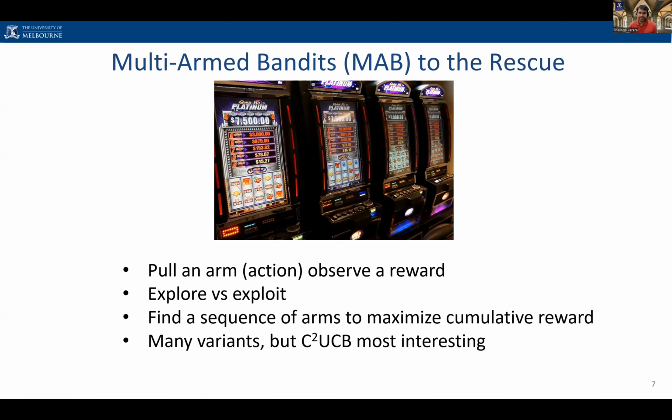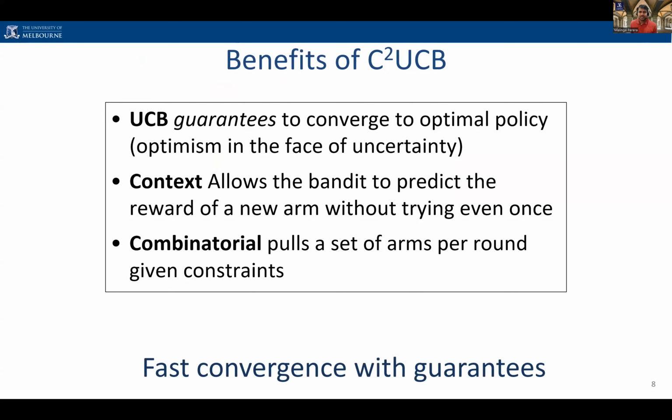There are many MAB variants as well. What we are interested in is the contextual and combinatorial UCB bandit variant, which in short is known as C2UCB. To understand why this variant is important to us, we need to understand three main concepts of C2UCB. C2UCB guarantees to converge to an optimal policy.